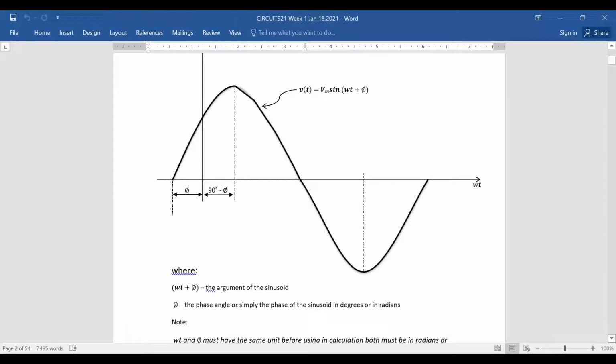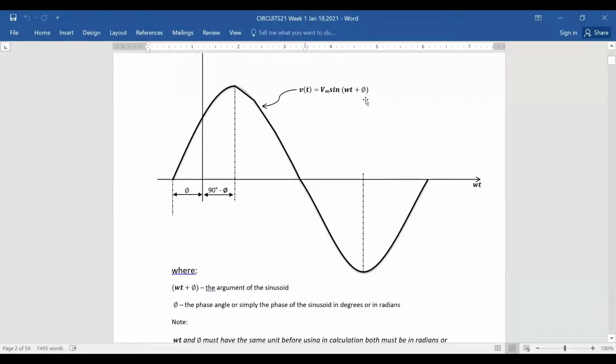Okay. So what do you mean by this omega t plus phi? Omega t plus phi is the argument of the sinusoid as a whole. In the previous one, our argument is simply omega t because we assume that our angle phi is 0. So we simply say that our argument in our previous graph is simply equal to omega t. But in our case here, since we add this phi, then omega t plus phi is also our argument as a whole.